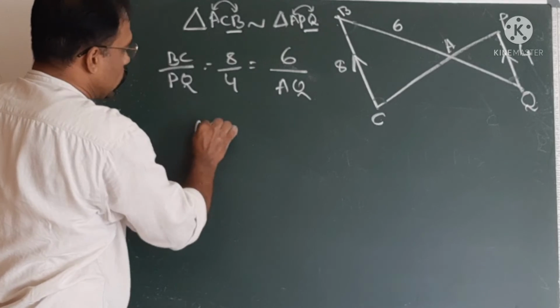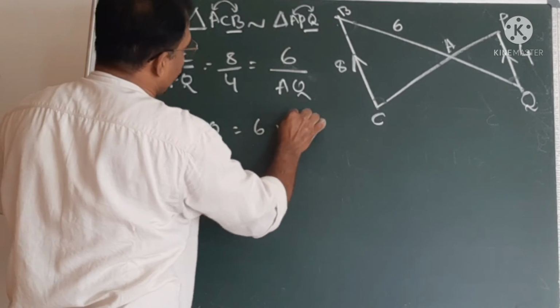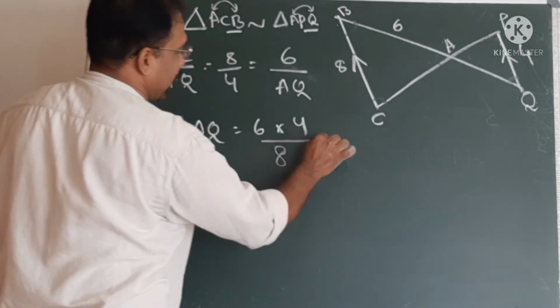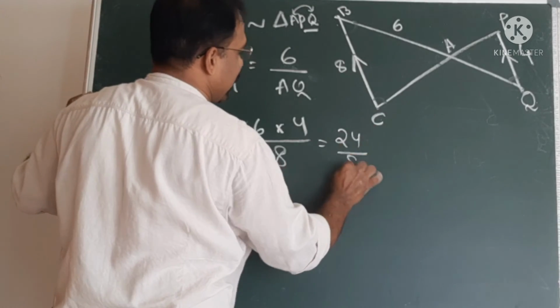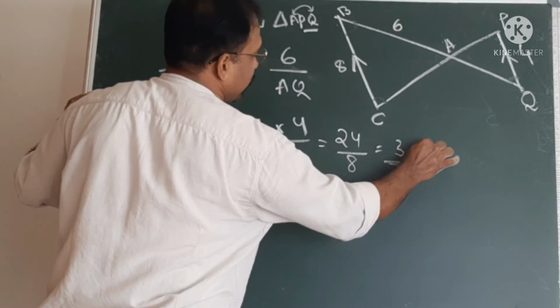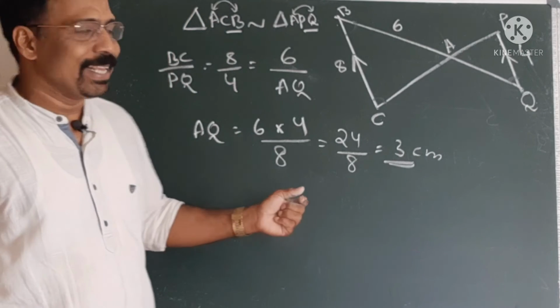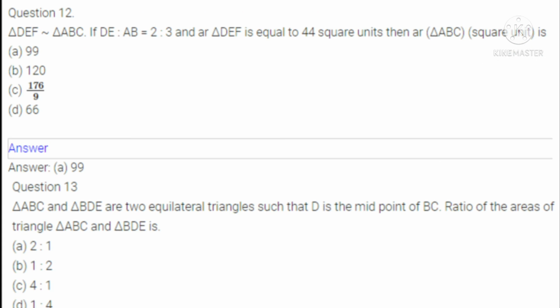Therefore, AQ is equal to 6 into 4 divided by 8, that is 24 divided by 8, that is equal to 3 centimeter. So, the answer is 3. Let us do question number 12.